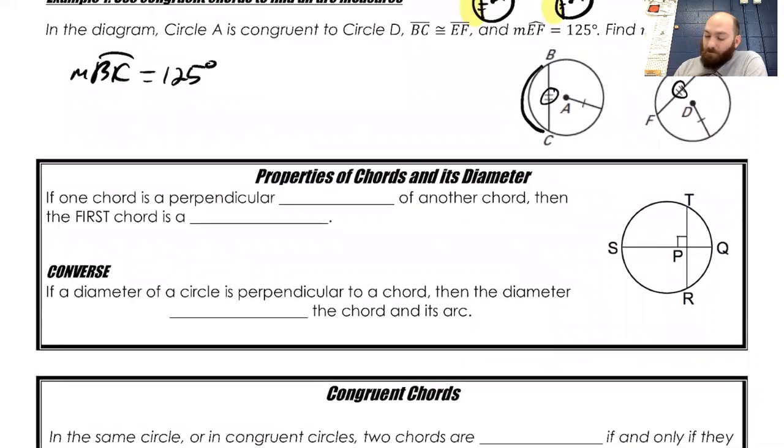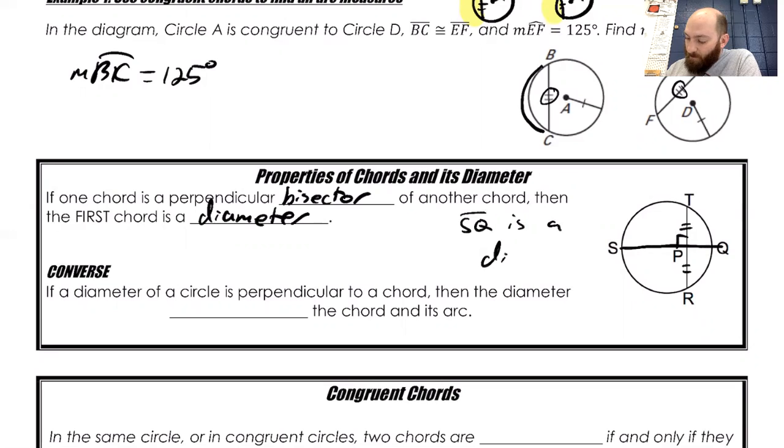Some other ones though. Properties of chords and its diameter. If one chord is a perpendicular bisector of another chord, then the first chord is a diameter. So what that means is if I look at this diagram, we're looking at SQ here. If that bisects TP and RP like that, so those are congruent and it's a right angle there, that means my conclusion is that SQ is a diameter.